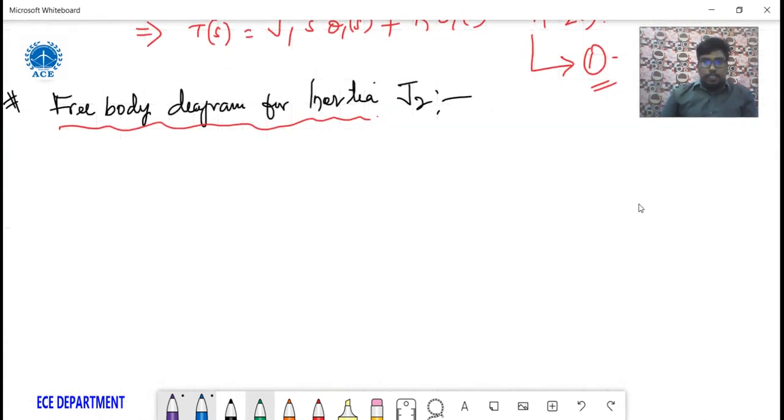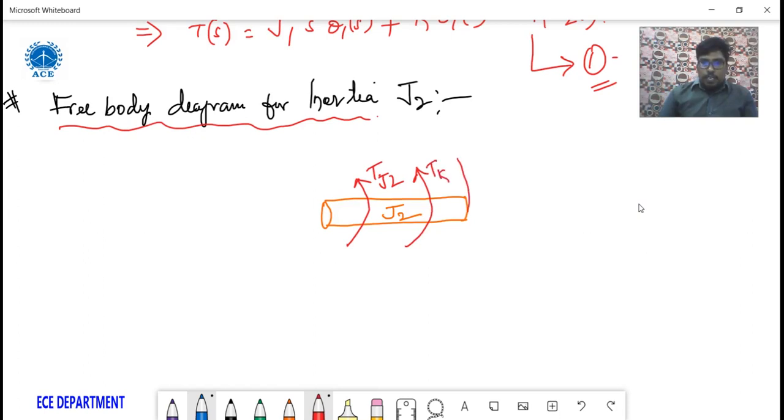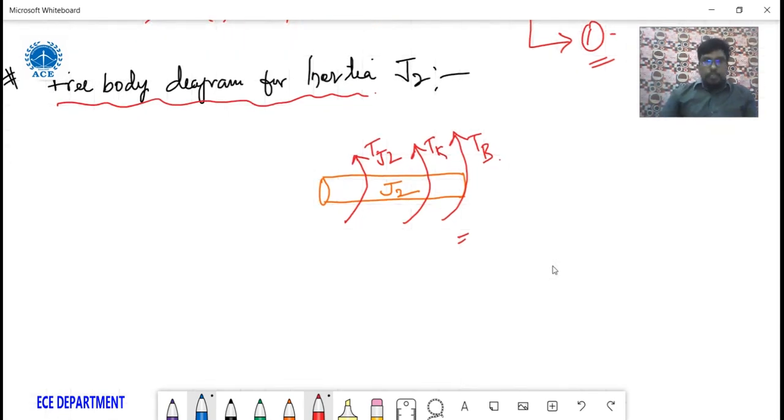Let us draw the free body diagram. This is J2. All are opposing torques only here. We have TJ2, TK, and another one TB, due to these elements. Torque is opposing here. So this is the free body diagram. Let us write the torque equation.